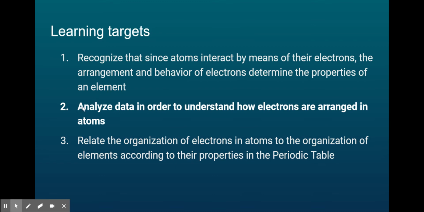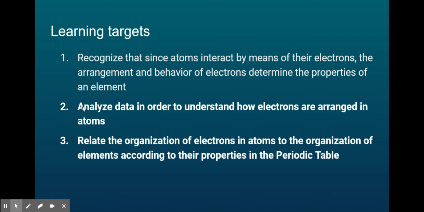What we're going to do in this talk mainly is analyze actual data in order to try to develop an understanding of how these electrons are arranged. And we're going to relate the organization of electrons and atoms to the organization of the periodic table.